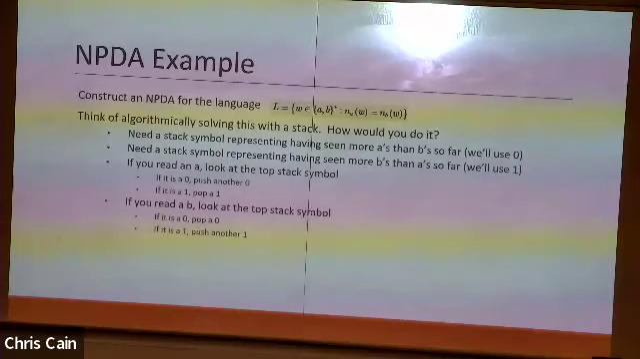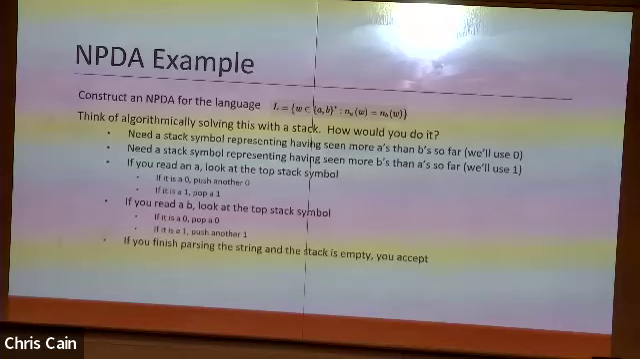If by the time we finish parsing the string, the stack is empty, the string's in the language. If at the end of reading the string, the stack has either a 0 or a 1, it means that there were either more 0s than 1s or 1s than 0s, which means there were more A's than B's or more B's than A's.